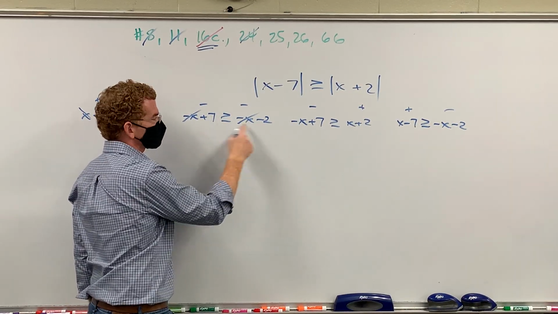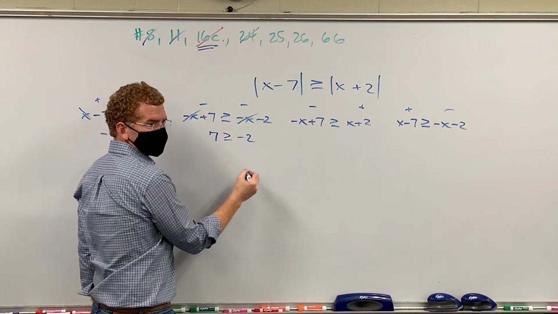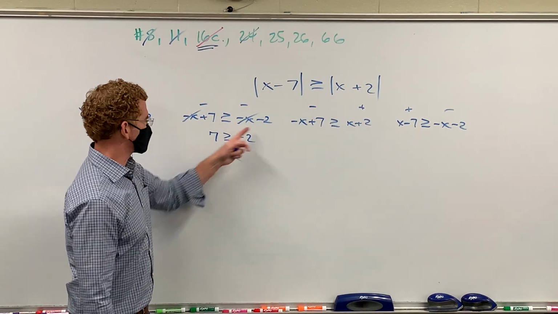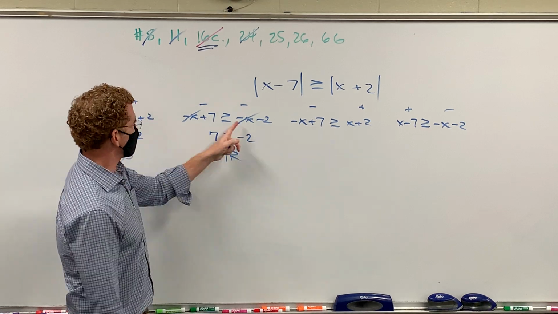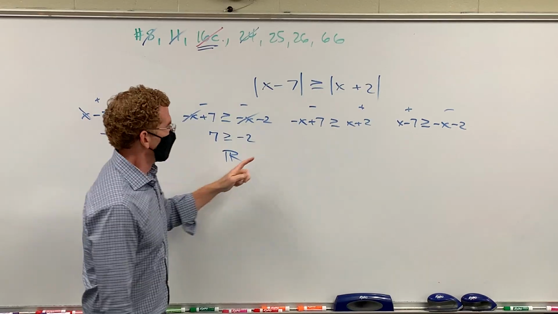7 greater than or equal to a negative 2? Is that ever true? That's always true. So it doesn't matter what you plug in for x there, you're going to end up with this relationship. All right? If I plug in a 5, a negative 5, a negative 4, a 4, they're always going to cancel. That's always true. All right, what about this one?